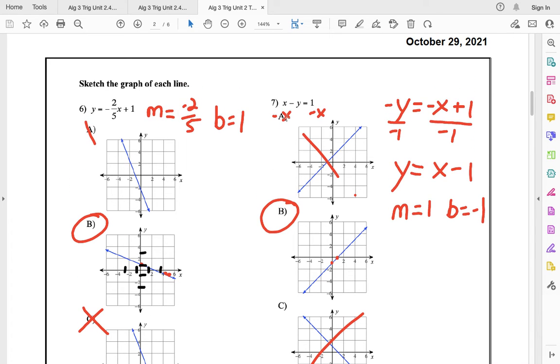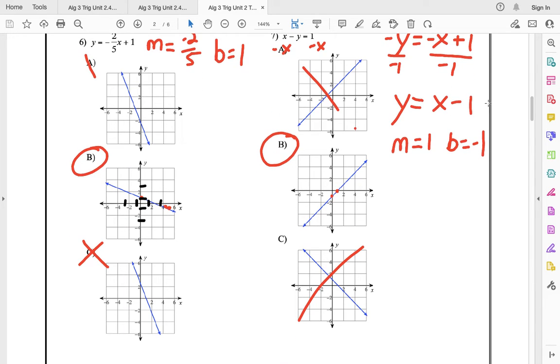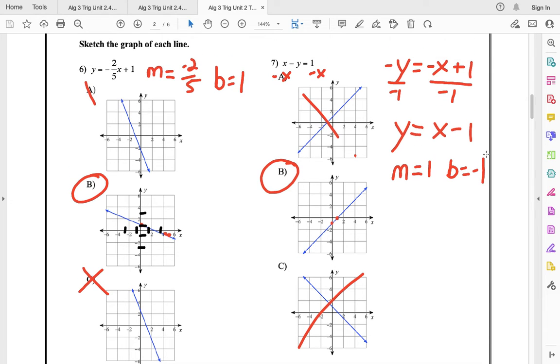Okay, for number 7, it's not in the right order for us to look at slope-intercept form. So we're going to go ahead and subtract x. Then we're going to go ahead and divide by -1. So now we have this nice equation. So our y-intercept is -1. Our slope is 1, or 1 over 1. So we're going to go ahead and start at -1. Neither of these even start at that coordinate. So I kind of went, nope, nope, but this one starts at -1 and goes up 1 over 1. So this is the appropriate graph, choice B again.